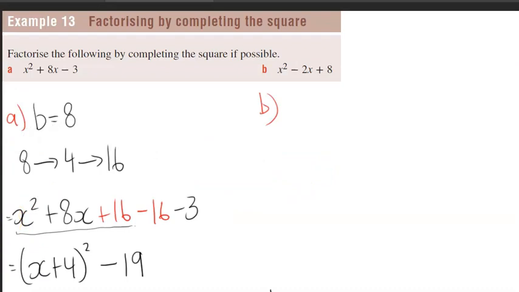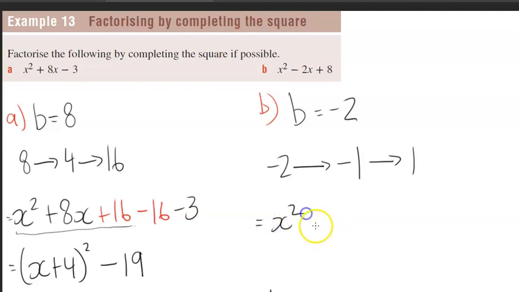Alright, last example, we have x squared minus 2x plus 8. Our b value is -2, so -2 halved gives me -1, and then -1 squared gives me 1. So what we have here is x squared minus 2x plus 1 minus 1 plus 8.